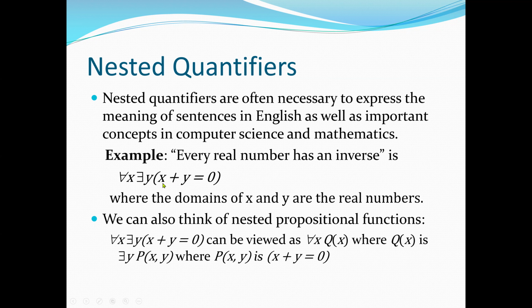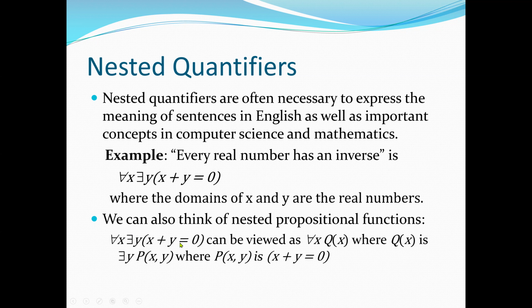Let's say we pick 7. The inverse of 7 will be negative 7, so y is negative 7. 7 plus negative 7 again gives us 0. Again, we discussed these two symbols: the upside down A means everything or all, and the backwards E means existence of something. So here we are saying for all x, there exists y, x plus y equals 0. And as we said earlier, the domains of x and y will be real numbers, because here we say every real number has an inverse.